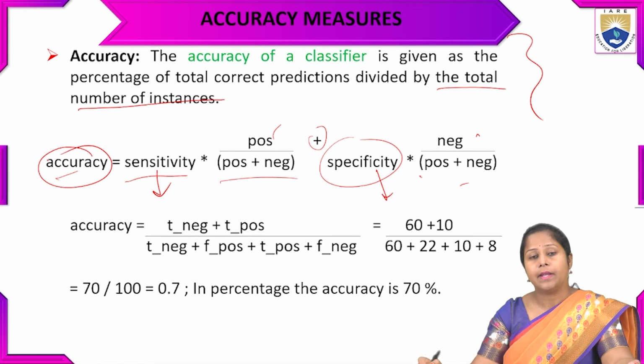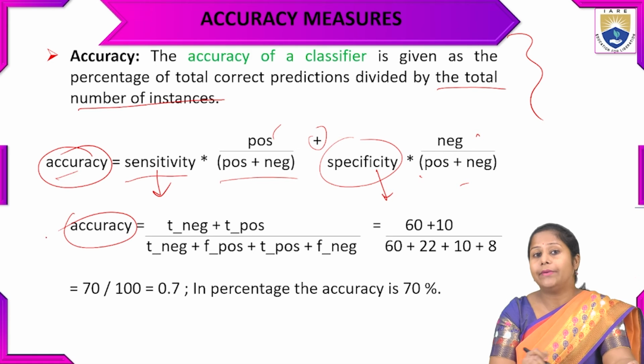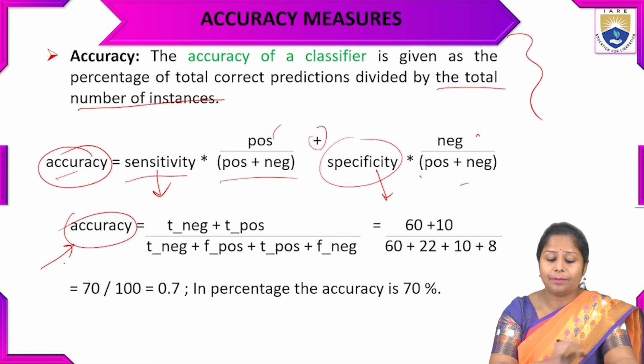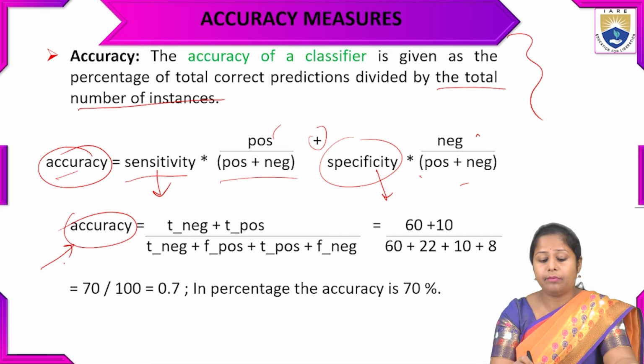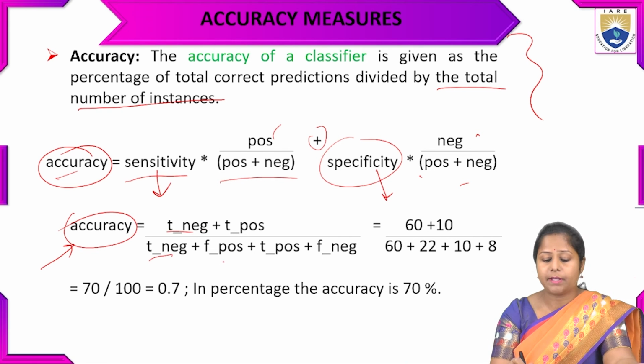Then only can we calculate the accuracy. On the other hand, if we use the confusion matrix for evaluation, then the formula is true negative plus true positive, divided by true negative plus false positive plus true positive plus false negative.